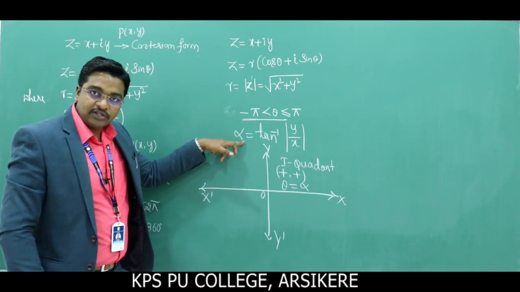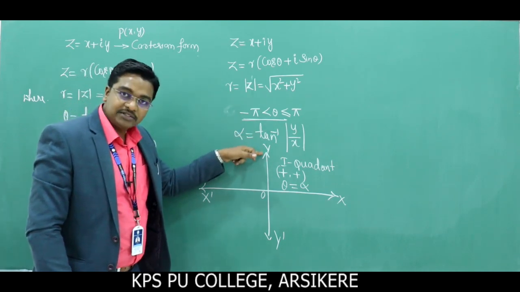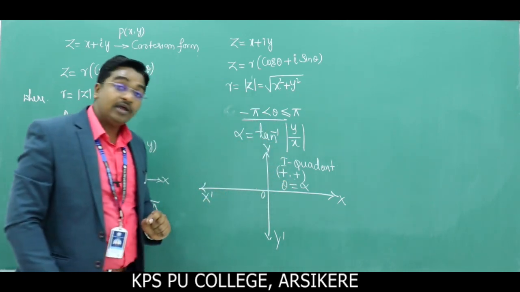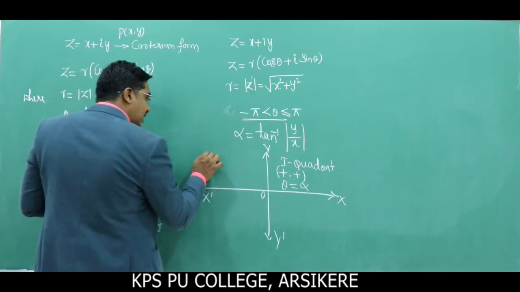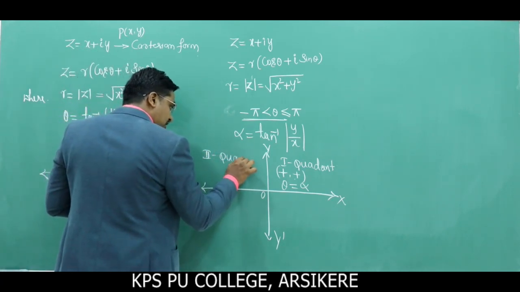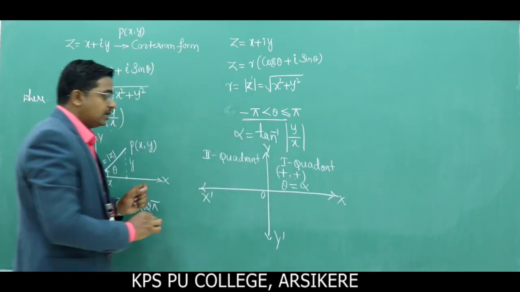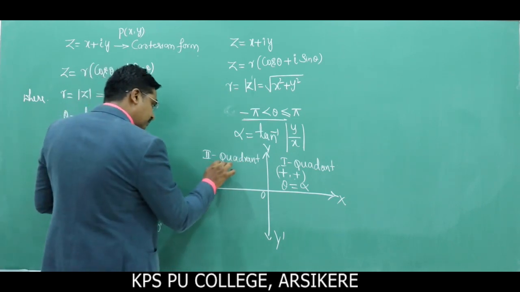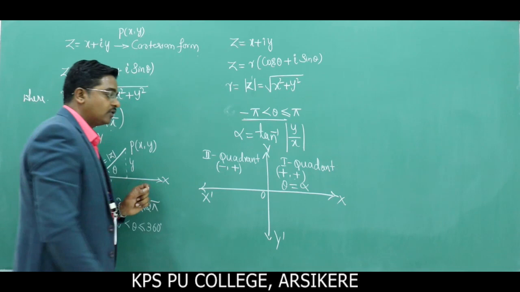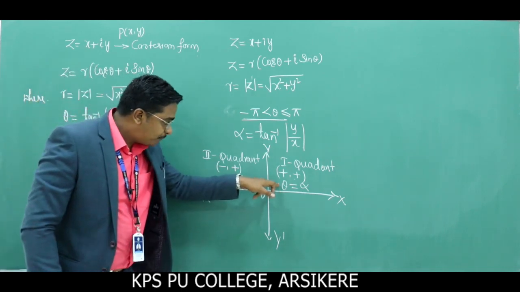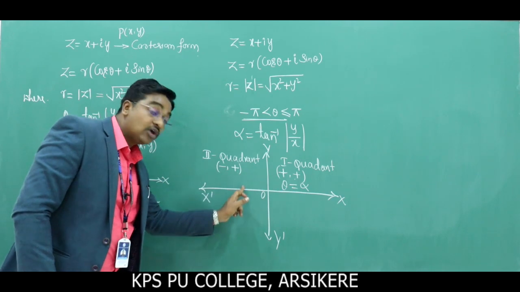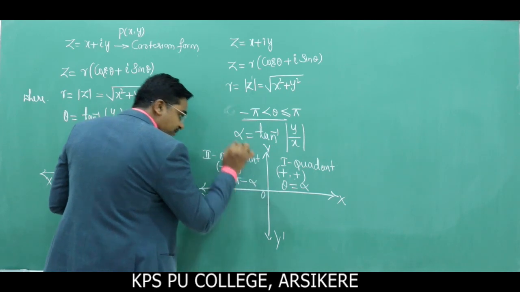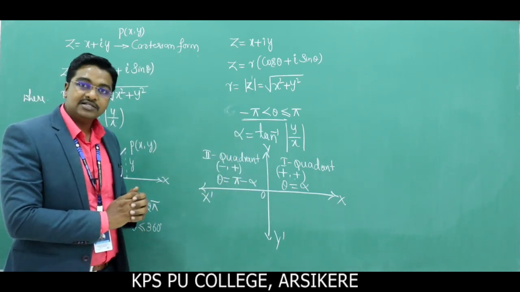We find alpha is equal to tan inverse of y by x. Suppose these two numbers x and y lie in the first quadrant, then theta is equal to alpha. Whereas when it comes to the second quadrant, tell me, what is x here? In the second quadrant x is negative, y is positive, minus comma plus. Measured in the anti-clockwise direction, a positive angle comes. So in that case theta becomes pi minus alpha.